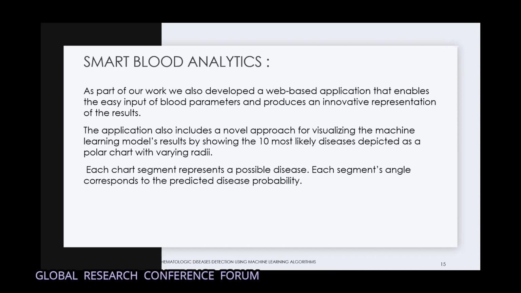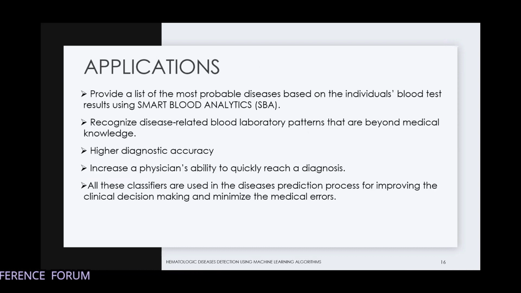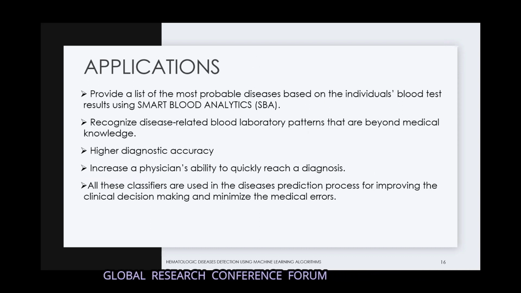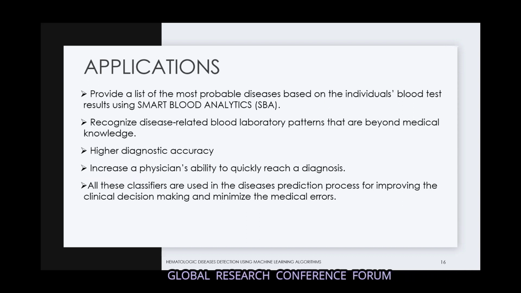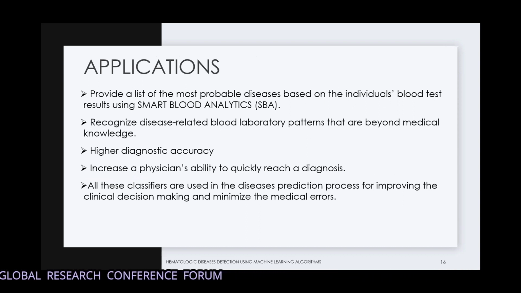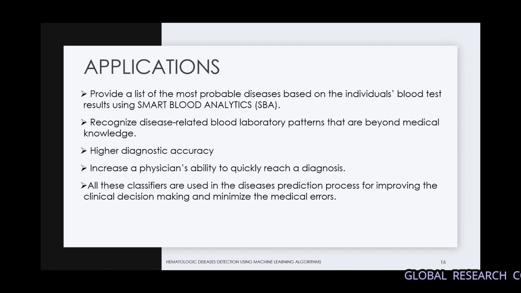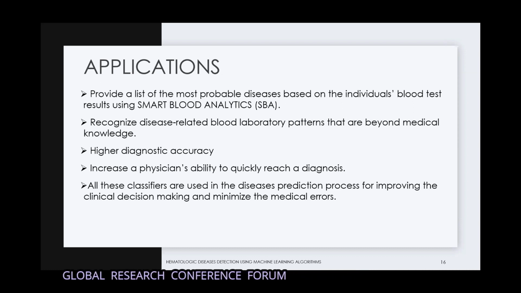So moving on to the applications. As mentioned earlier, by using smart blood analytics, we will get a list of the 10 most probable diseases. The second application is that human errors will be minimized and it will give us high accuracy, and we can reach a diagnosis in very little time. So we can quickly reach a diagnosis by using this method.